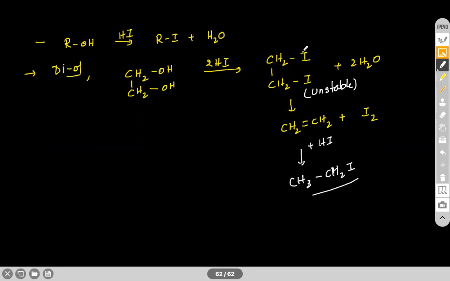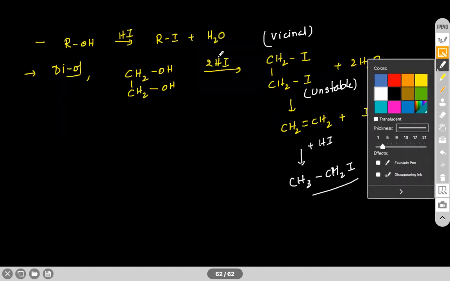This diiodo compound that you have here is unstable. It is a vicinal diiodide. Like we have vicinal diol, it is also a vicinal dihalide. Unstable, it converts into this, and then if you add HI, you get an alkyl halide. Or if I write it in one single step, I have taken 2 HI here.